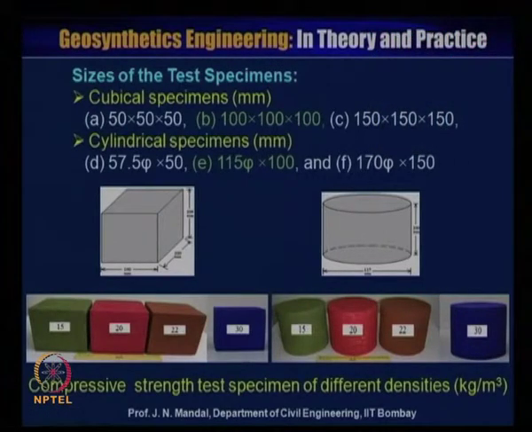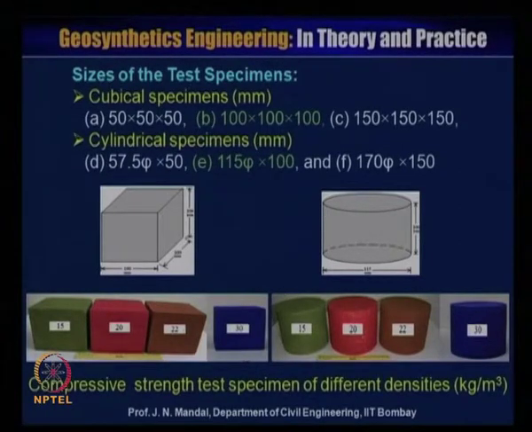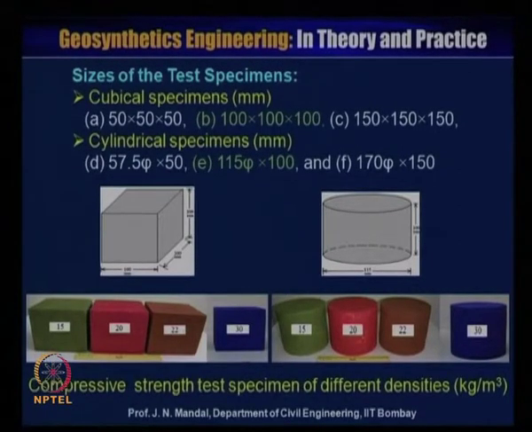Now, for this test, there are different sizes of the test specimen. It may be a cubical specimen. If it is a cubical specimen, then A is 50 millimeter by 50 millimeter by 50 millimeter. For B, it is 100 millimeter by 100 millimeter by 100 millimeter. This is a cubical specimen.